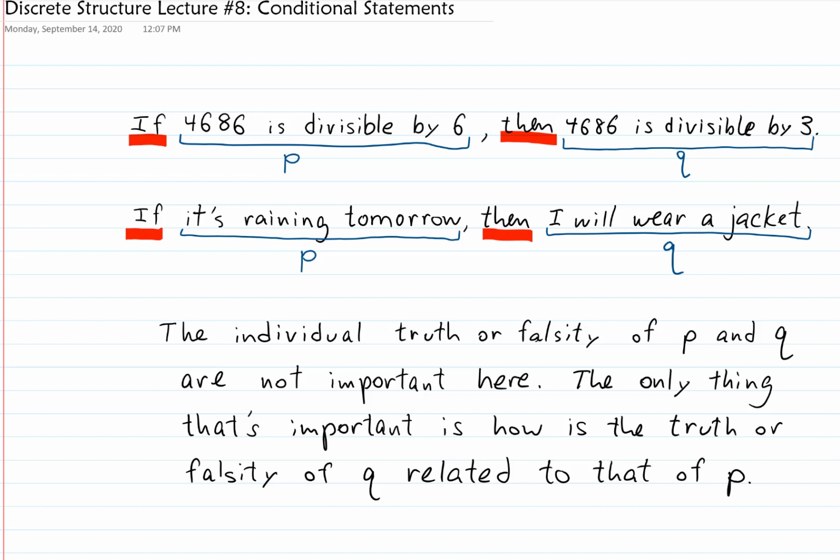So the truth of P is conditional upon the truth of Q. Because if that statement is true, then you cannot have P be true, but Q be false. So the truth of P is conditional upon the truth of Q. That's why it's called a conditional statement. It is also called an implication, because a lot of times people say it this way.